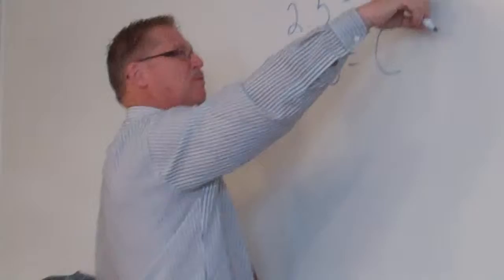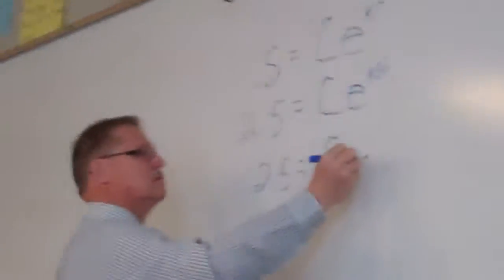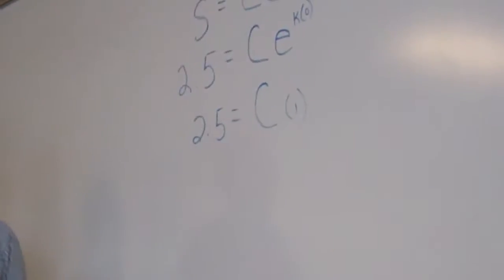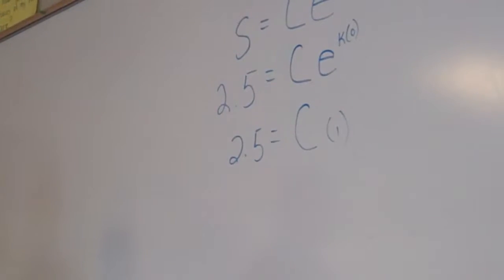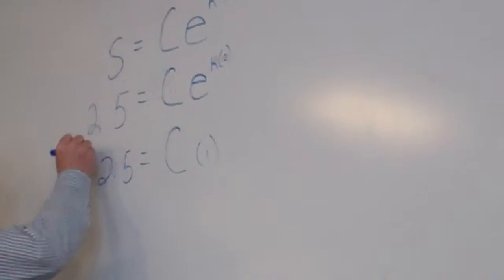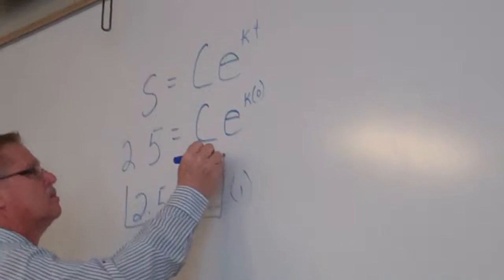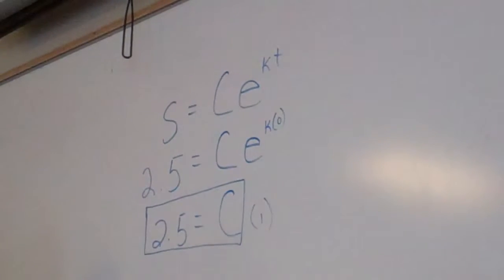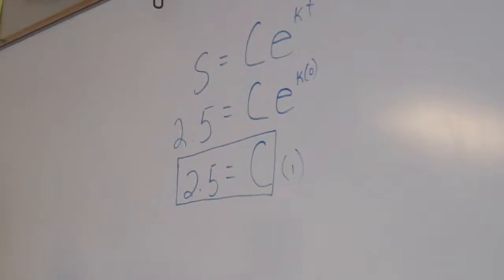What's anything to the 0 power? So you could show work like this to say that C is equal to 2.5. How can we figure out K?